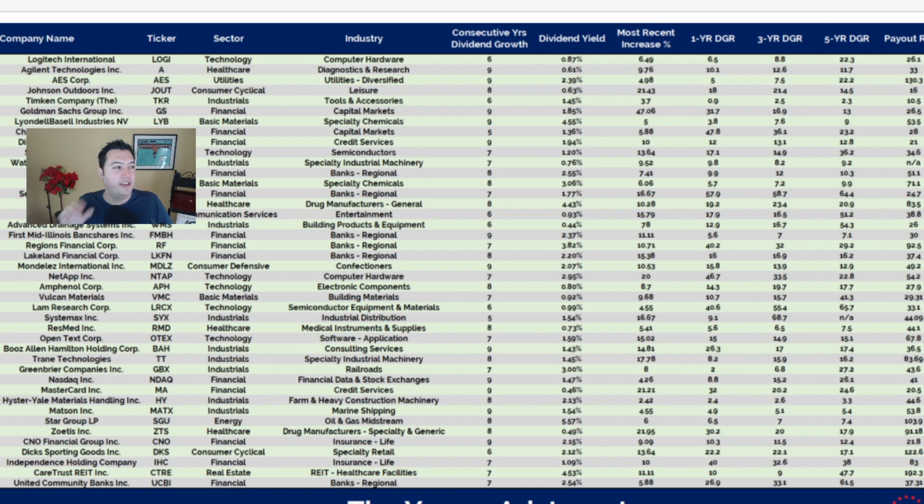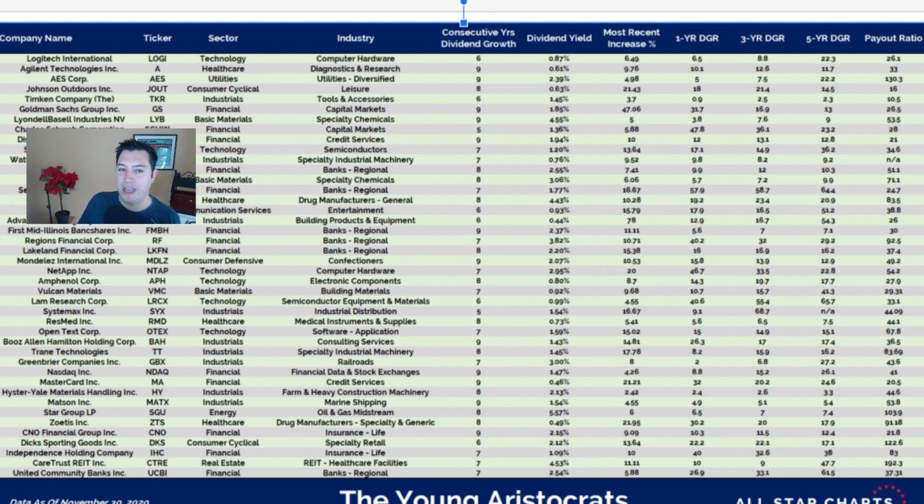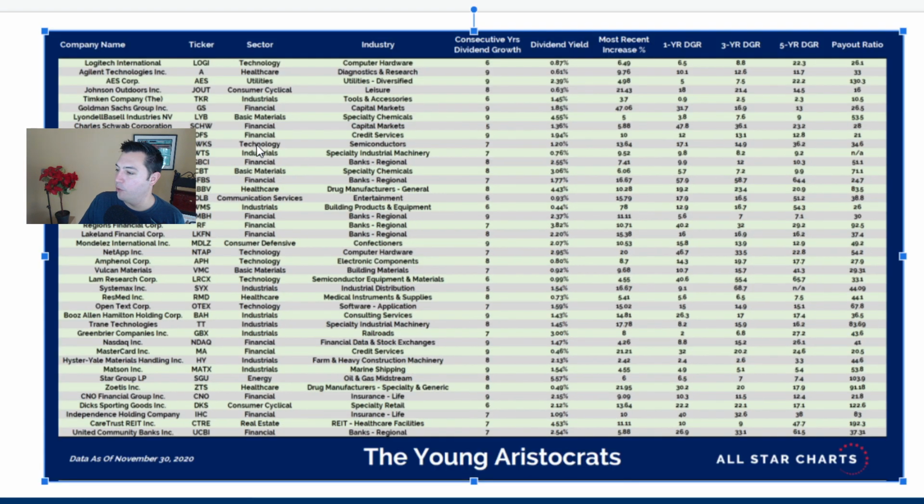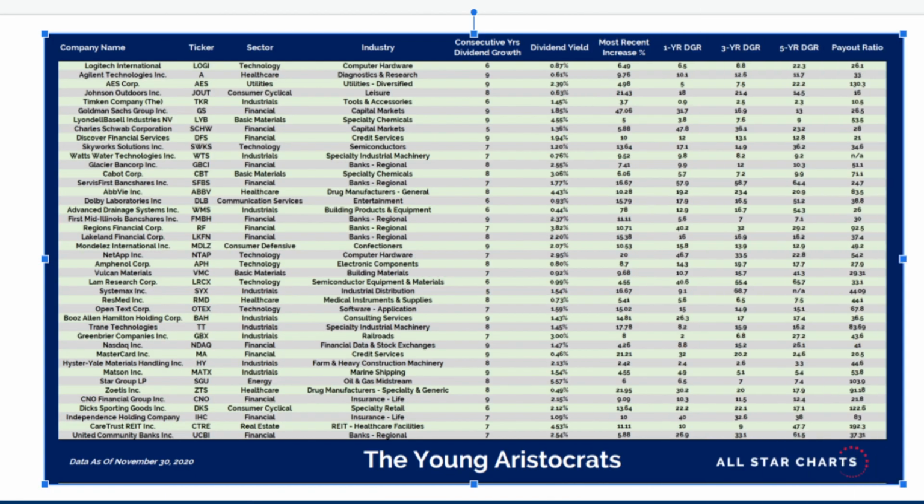I'm going to show you, we're at 5 different universes that we create. We actually have a couple more internally that we haven't released yet. We just released the minor leaguers, so maybe I'll save that for next week. But here, what we're looking at is the Young Aristocrats list. I don't know if you guys know what an aristocrat is. An aristocrat is a stock that has raised its dividends every single year for 25 consecutive years. That's what an aristocrat is.